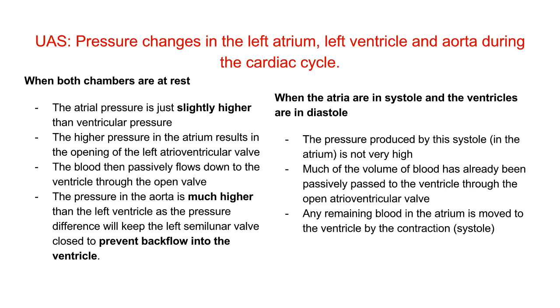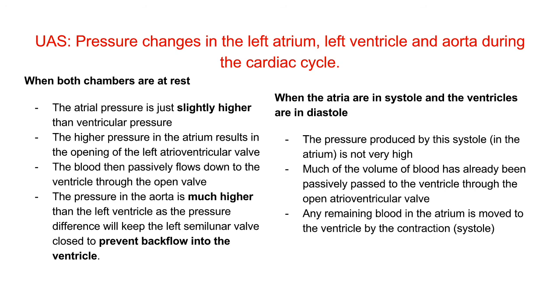Okay, so let's move on to the next understanding of how pressure changes in the left atrium, left ventricle, and aorta during the cardiac cycle. So, when both chambers are at rest, when the left atrium receives oxygenated blood from the pulmonary vein, both chambers, left atrium and left ventricle, are in the period of diastole, or when they're both relaxed. However, the pressure in the atrium, or the atrial pressure, is just slightly higher than the ventricular pressure. This results in the opening of the left atrioventricular valve, which is located in between the atrium and the ventricle.